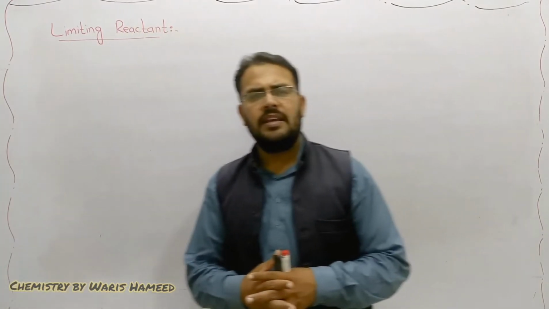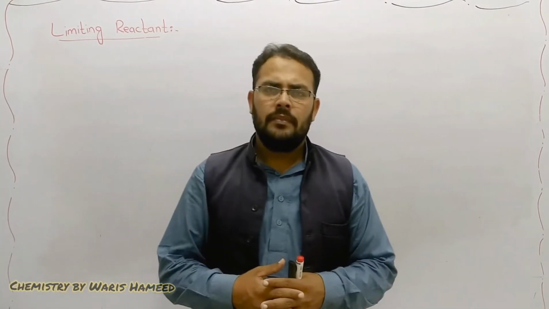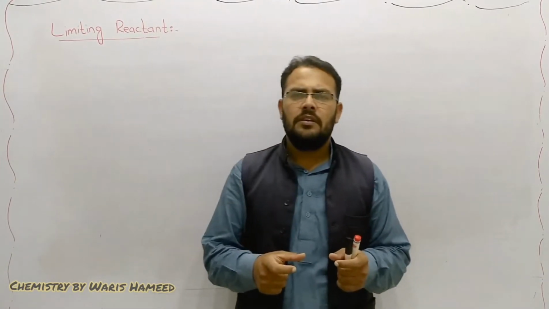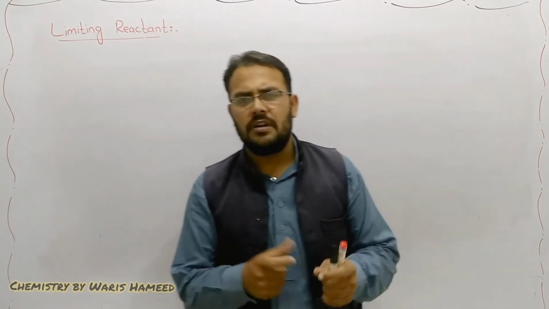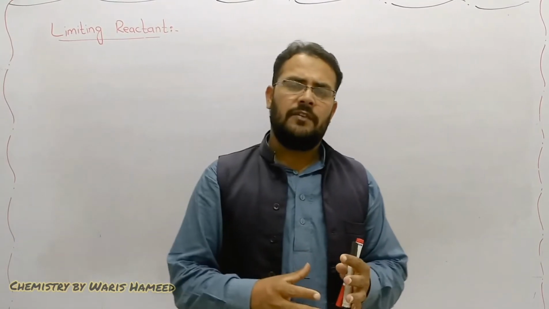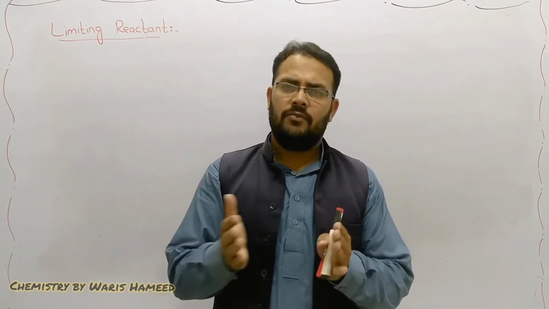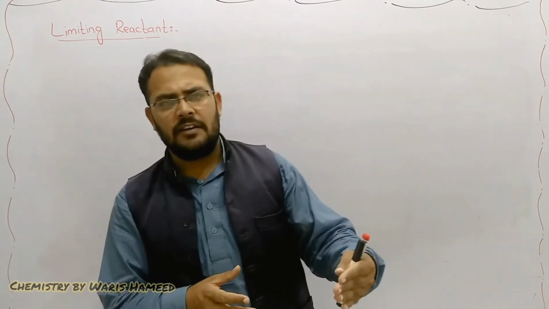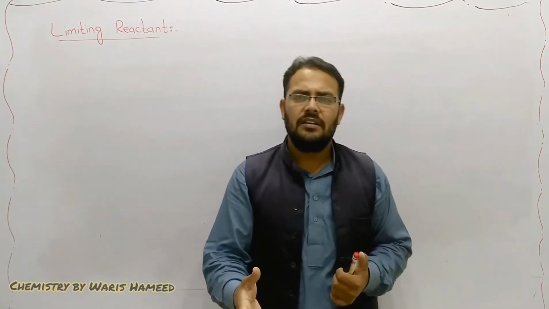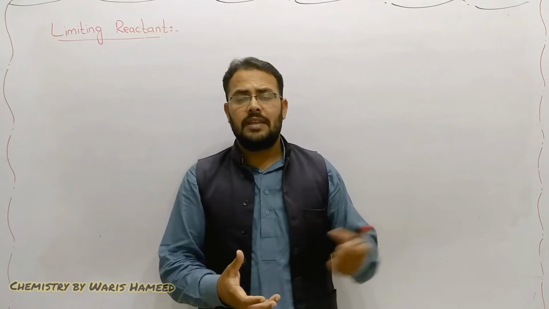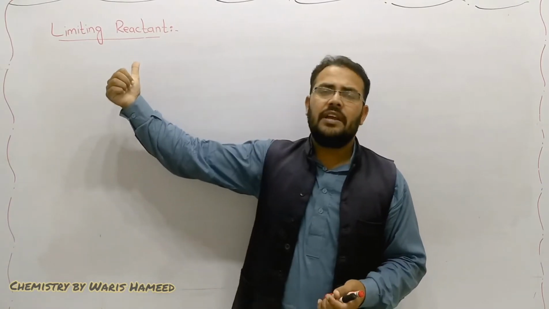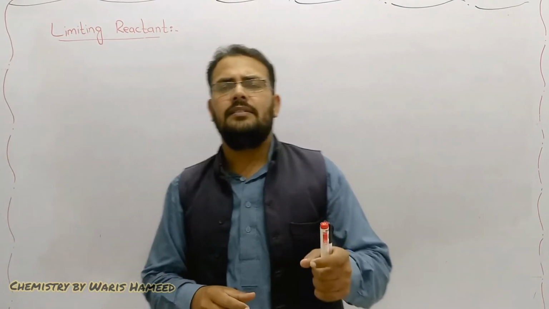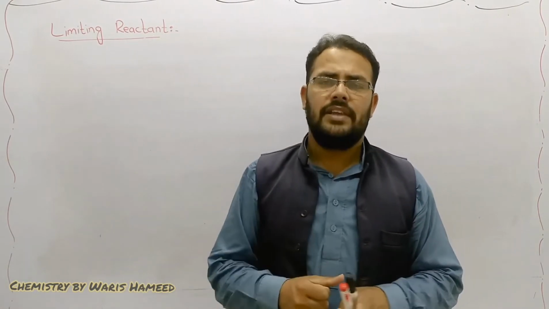If you are performing a reaction in the lab and you have not mixed the reactants according to stoichiometric amounts, then one of the reactants will be consumed first and one of the reactants will remain unreacted. The reactant which is consumed first during the chemical reaction is known as the limiting reactant, and the reactant which remains unreacted is the excess reactant.